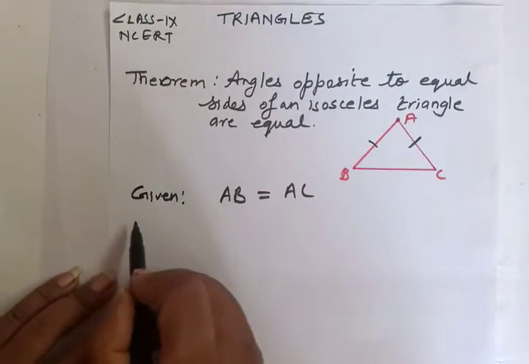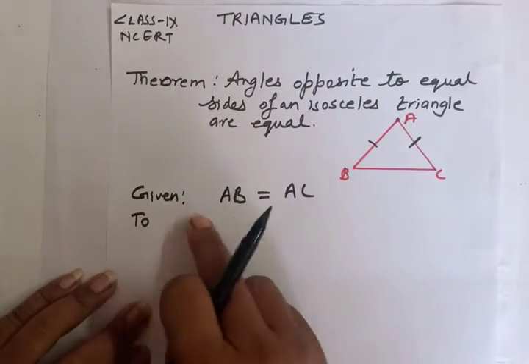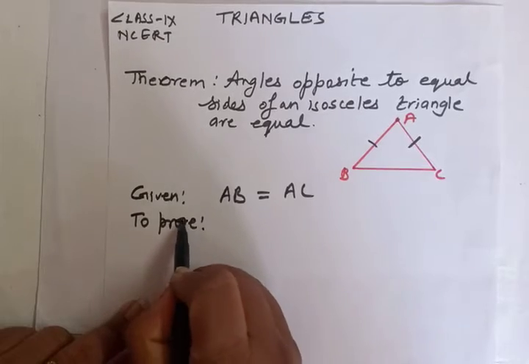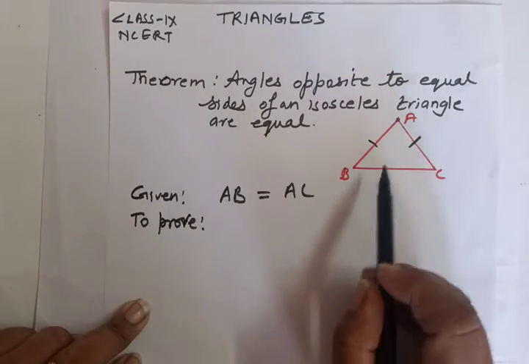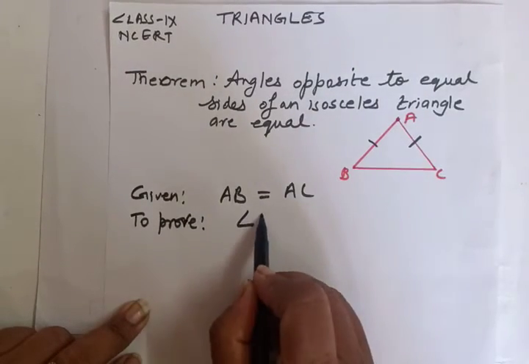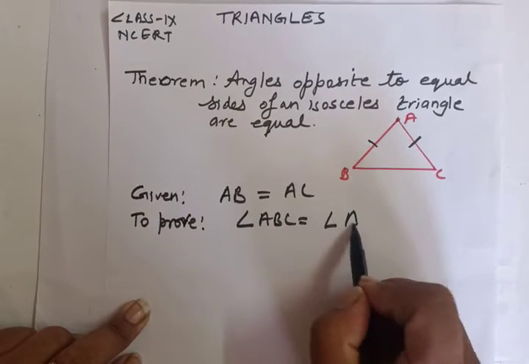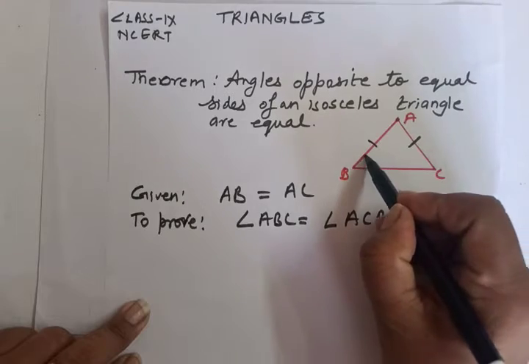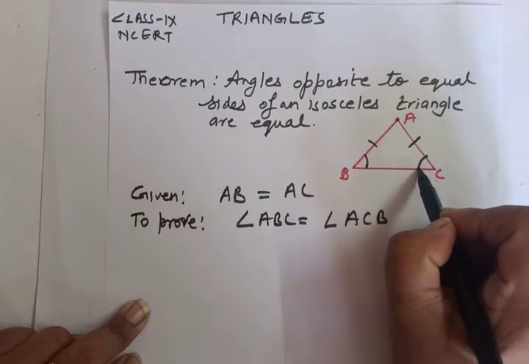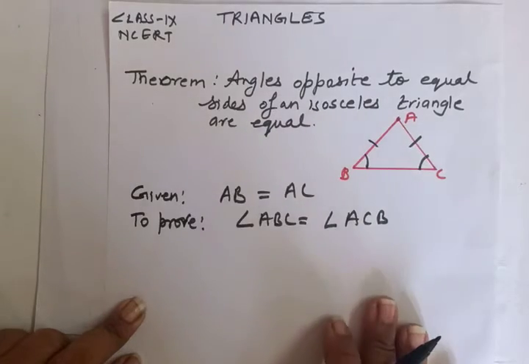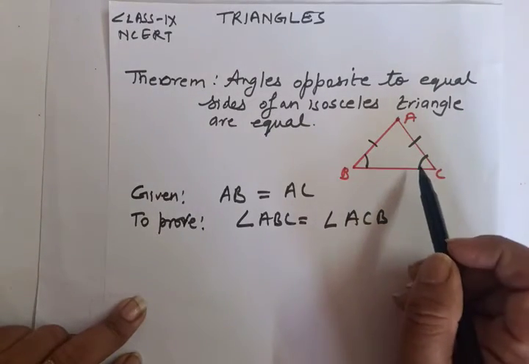Now what do we need to prove? After given, we have to write to prove. So we need to prove angle ABC is equal to angle ACB. Means this angle is equal to this angle, that we need to prove. So how can we prove it?